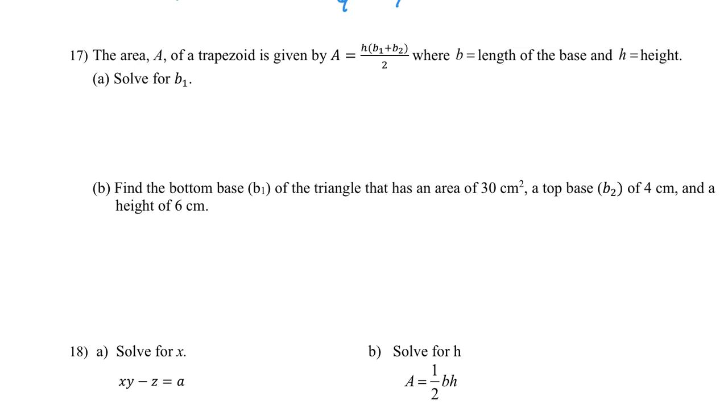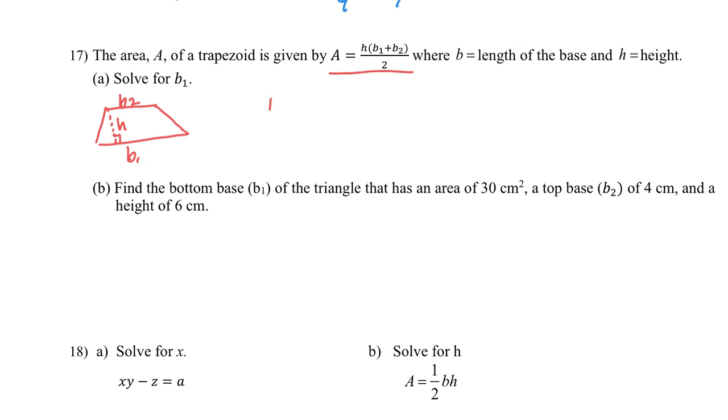So in case you have forgotten, a trapezoid looks like this. You have one pair of parallel sides, and you have a pair where the sides are not parallel. Base 1, base 2, and then the height would be the distance from top straight down to the bottom. That would be your height. So they want us to take this formula right here and solve it for b1.